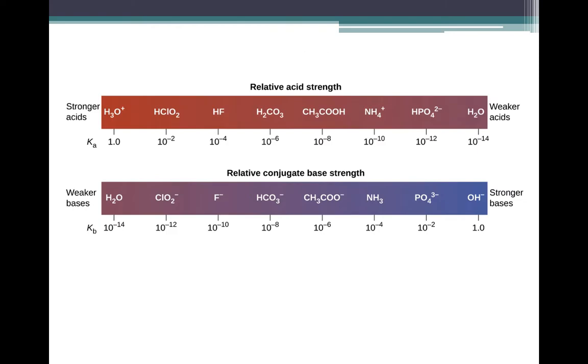So here's just a graphic that shows you some strong acids and weak acids, some weak bases and stronger bases. And these are all in water because we have hydronium, water, and hydroxide as our endpoints of both graphs. And so all of our weak acids fit in between those values.